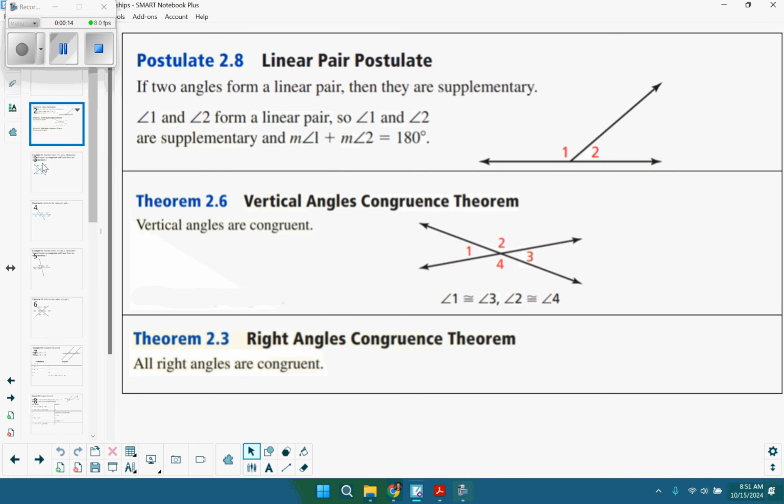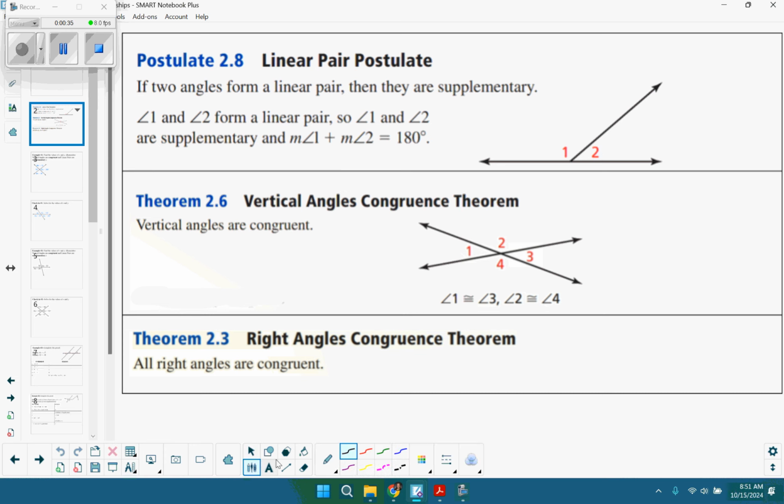So we're going to do a little bit of review first. We've discussed the linear pair postulate before that said if angles form a linear pair, then they're supplementary. So remember, linear pairs are angles that are adjacent and form one straight line, and I take their non-adjacent sides. So angle 1 and angle 2 are a linear pair, and because of that, they would be supplementary.